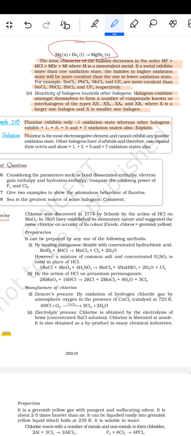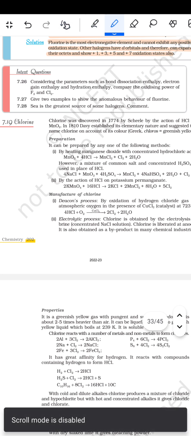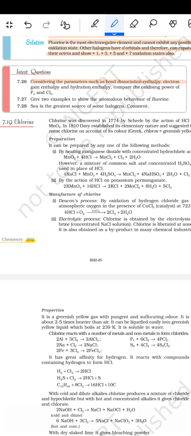Explain. Fluorine is the most electronegative element and cannot exhibit any positive oxidation state. Other halogens have d orbitals and therefore can expand their octet and show +3, +5, +7 oxidation states also. Now the in-text question. Considering the parameters such as the bond dissociation enthalpy, electron gain enthalpy, and hydration enthalpy, compare the oxidizing power of F2 and Cl2. Give two examples to show the anomalous behavior of fluorine. Comment.